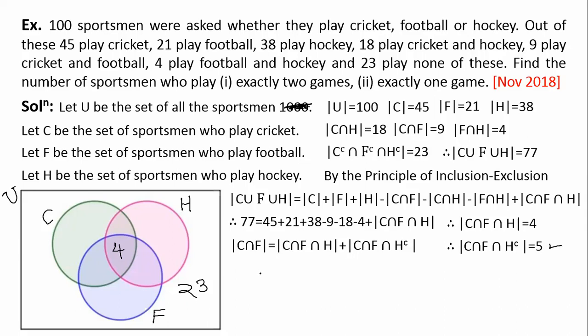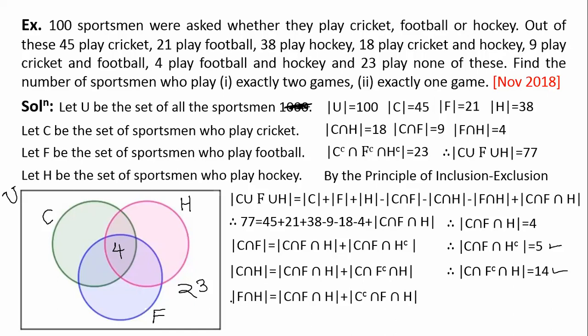Then the next is cardinality of C intersection H is equal to cardinality of C intersection F intersection H plus cardinality of C intersection F complement intersection H, and thus after putting the values, the left hand side is 4. 4 is equal to 4 plus, so the remaining part, C intersection H, that is 18. 18 is equal to 4 plus the last term, so the last term is equal to 14.